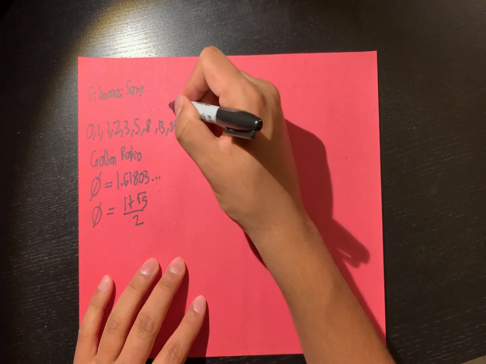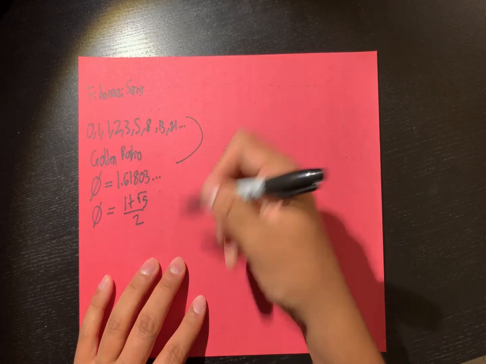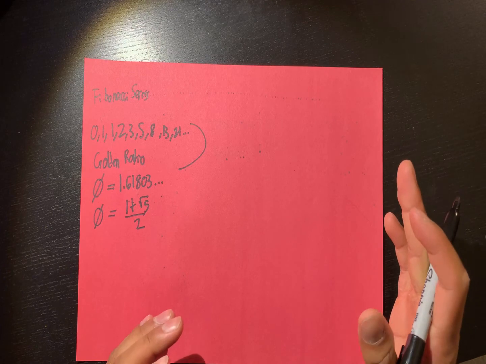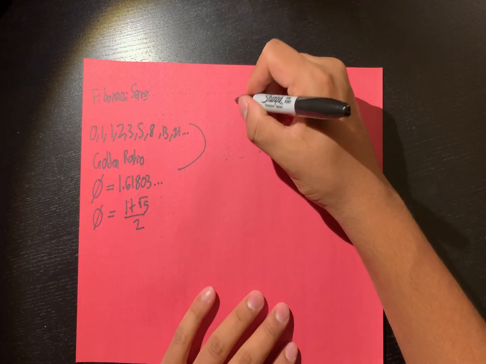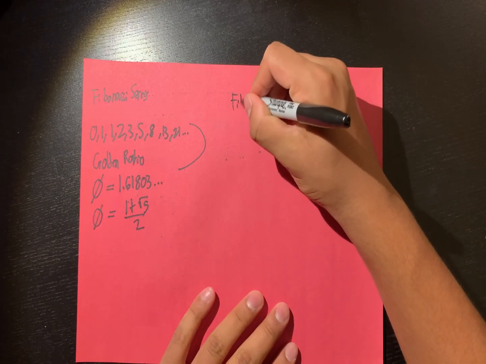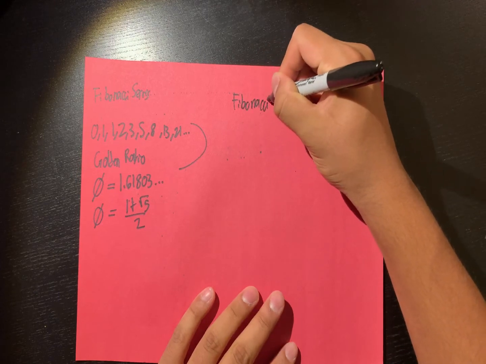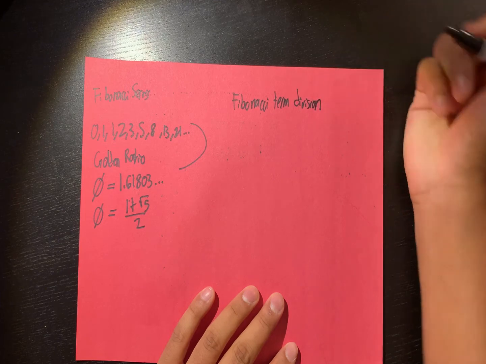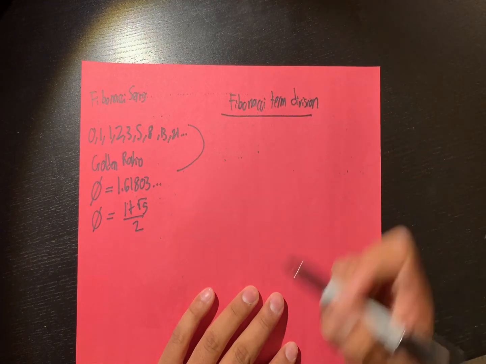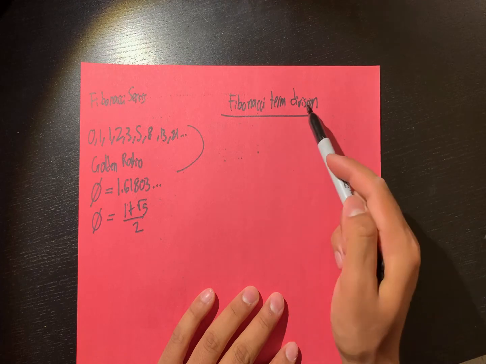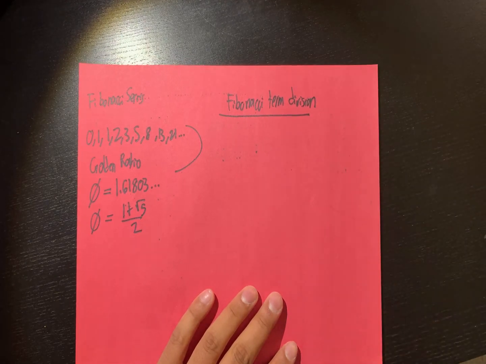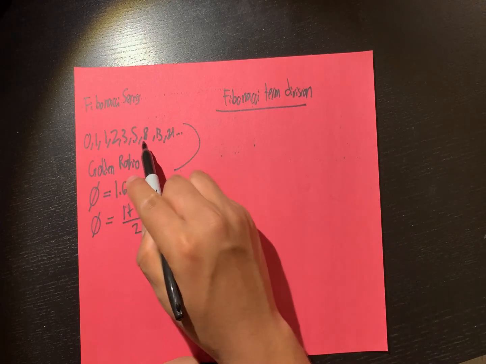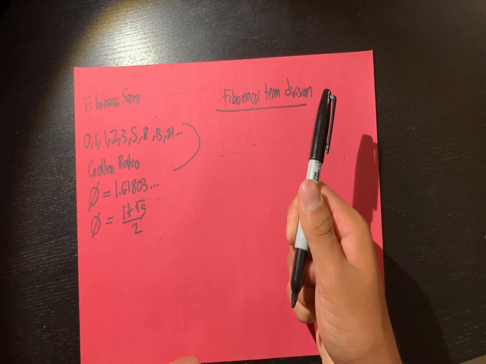Now, how do we link these? How are these two linked? The way that I best think of it is doing this thing called Fibonacci term division. So what does this mean? We have Fibonacci terms, and we're doing something with dividing them. And what this means really is we're taking two adjacent terms in the Fibonacci series, and we're dividing the larger one by the smaller one.